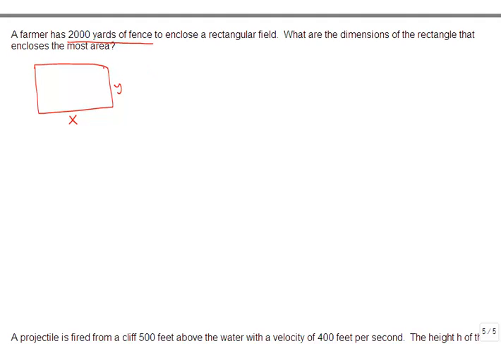Well, what is that also known as? If you're enclosing that whole field, you're going all the way around its perimeter. So 2,000 yards is really our perimeter. And what is the formula for the perimeter of a rectangle? Perimeter of a rectangle is normally 2 lengths plus 2 widths, or in this problem, that would be 2 x's plus 2 y's. And what do we want that perimeter to equal? We want it to be 2,000.